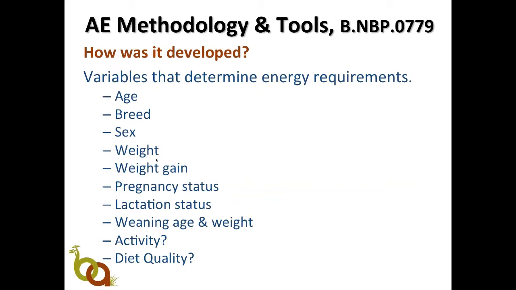So what are the variables that determine the energy requirements of an animal? And there's quite a lot. We've got them listed there. Age, breed, sex, weight, weight gain, pregnancy status, lactation status, weaning age and weight, and also activity and diet quality. We've got a question mark on activity and diet quality there because they're not animal-specific variables. The other ones we're looking at are all animal-specific variables, whereas the bottom two include environmental interactions, which we needed to work out how we handled that.